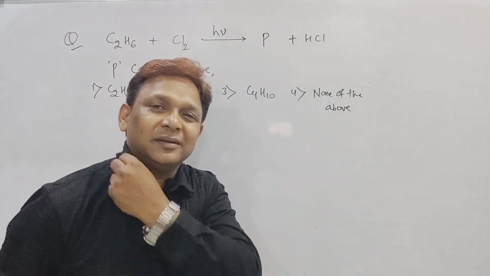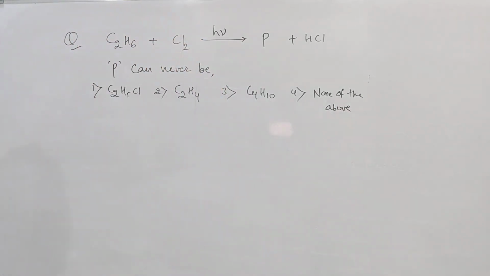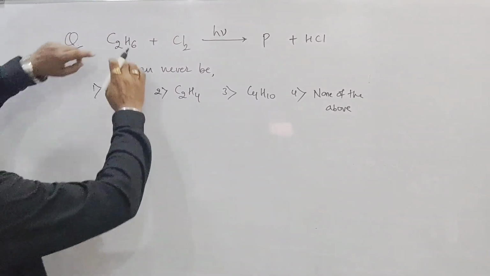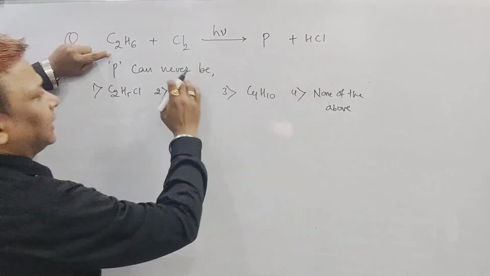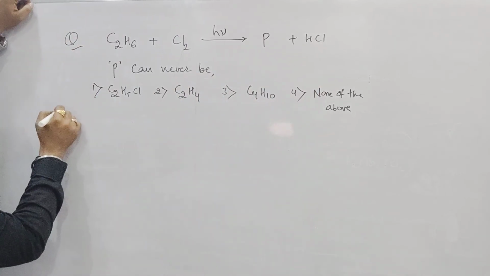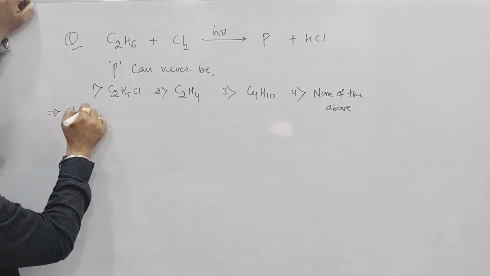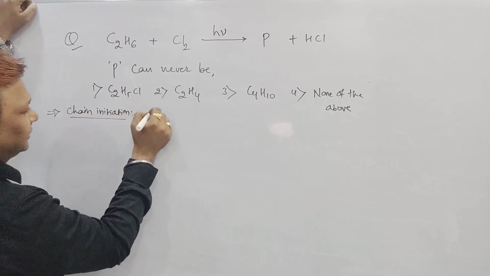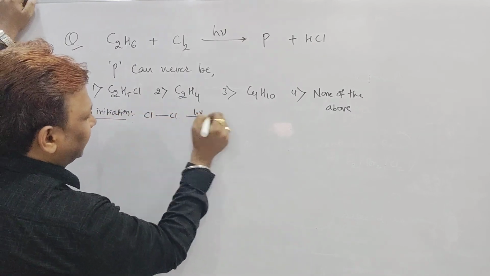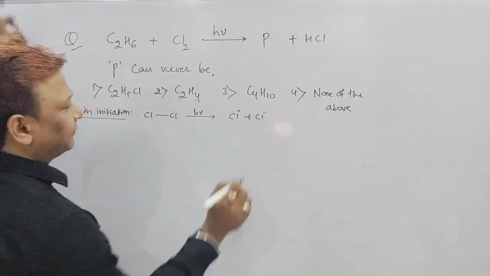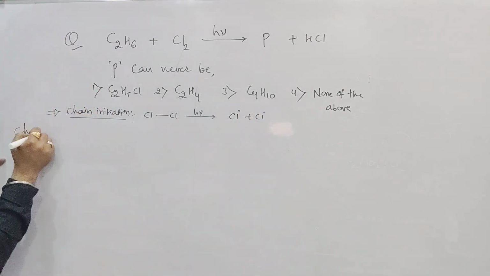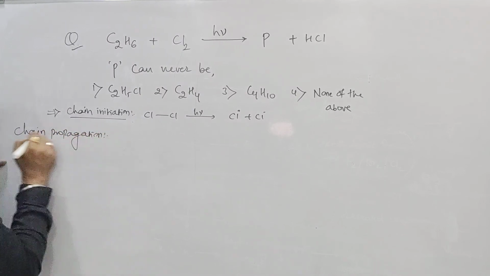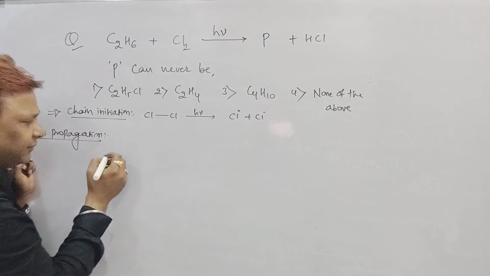Think and give the answer, beta. What should be the answer for this one? P can never be what? In this question, ethane chlorination gives P and HCl. Just go with the mechanism part. I hope everybody knows the first step will be chain initiation. Sir, what will happen in chain initiation, beta? Cl2 in presence of sunlight forms Cl radical and Cl radical. First step over. Then second step, chain propagation. Ethane, beta. Can we write ethane in this way?